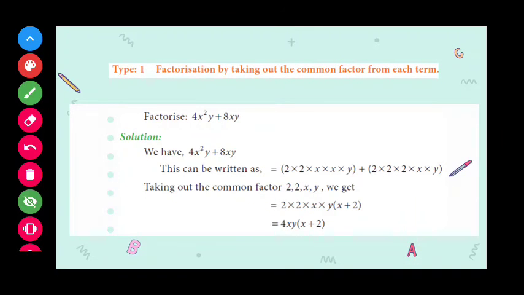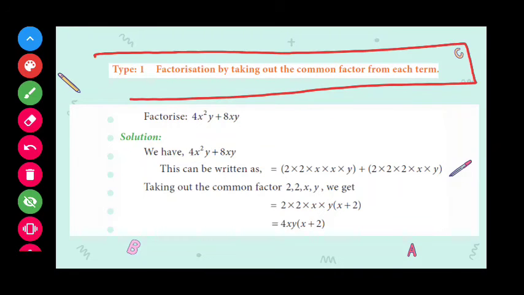Okay, so there are 5 types in finding factors. The first one is factorization by taking out the common factor from each term. Here we have 4x square y plus 8xy. We have two terms here. First term is 4x square y, second term is 8xy. What you have to do is take a common factor from each term and then write two factors.